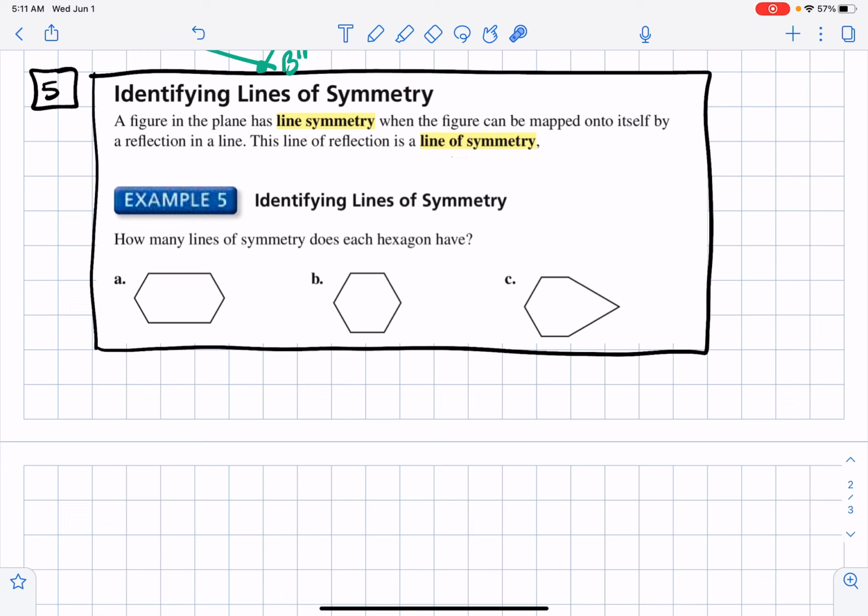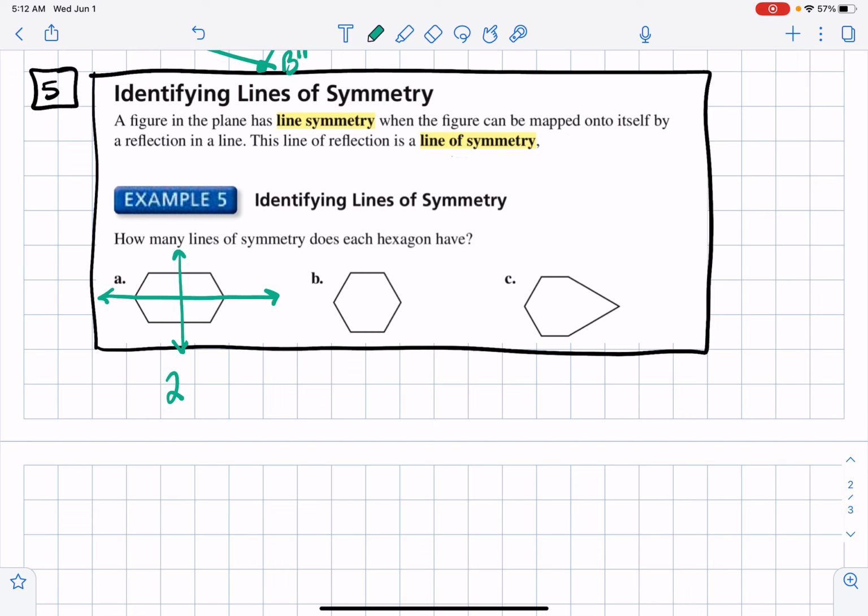These are all hexagons. So notice they all have 6 sides to them, but they have different lines of reflection. So here's what we're going to do. The first one, if I drew this line right here, okay, and I basically folded it over on itself, would it map to itself? And the answer is yes, it would map to itself, right? Is there another one? Yeah, there's another one. There's this one here. So if I folded the hexagon over on itself, would it map onto itself? So this one has 2 lines of reflection.